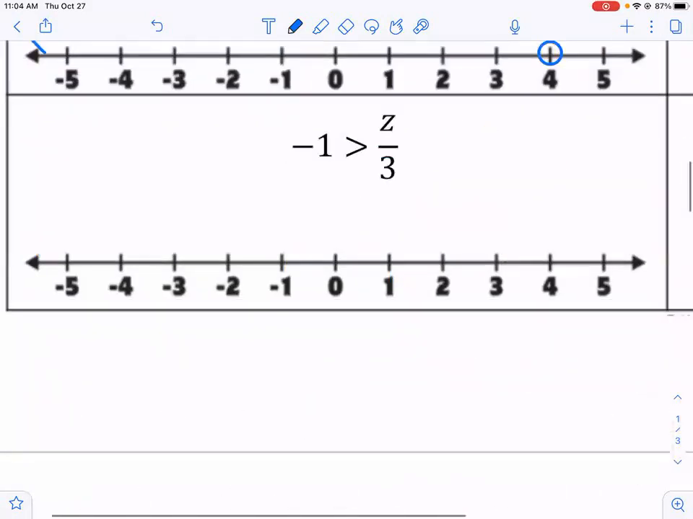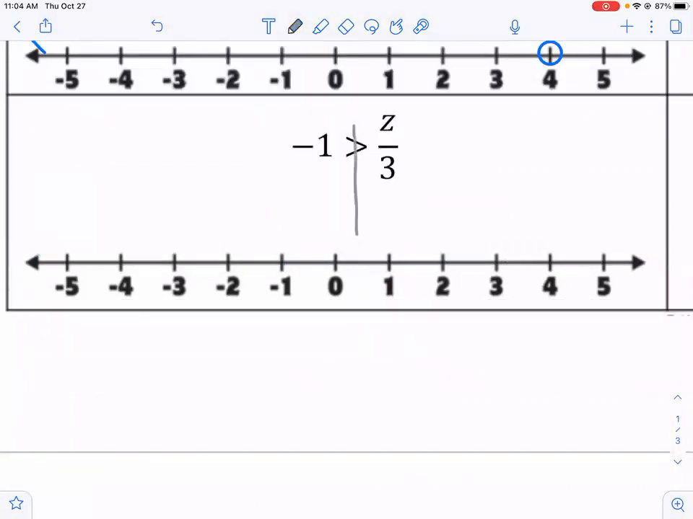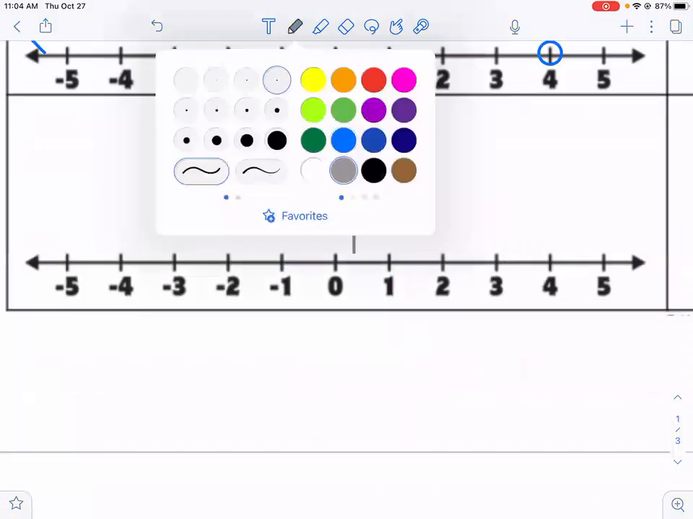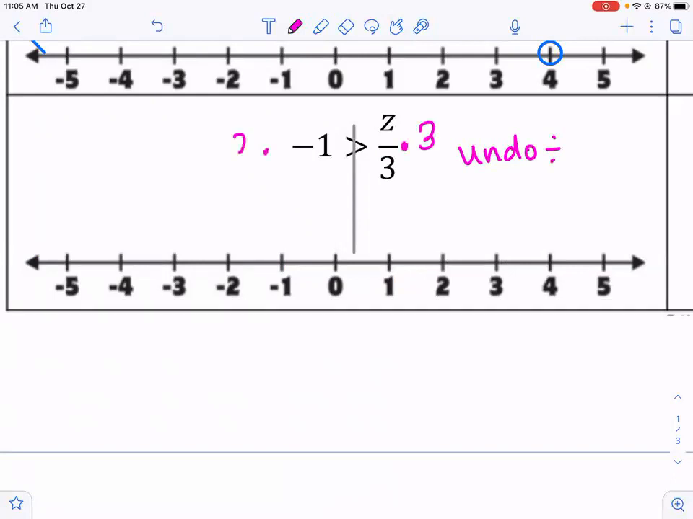Last example we have together. Notice how 3 is being divided into z. So to undo that, what do we need to do to both sides? Multiply by 3. So these cancel. Z is left on the right side. Our inequality sign remains the same.